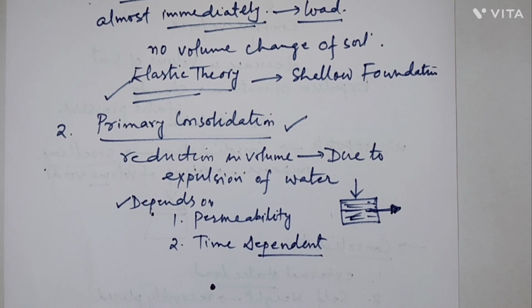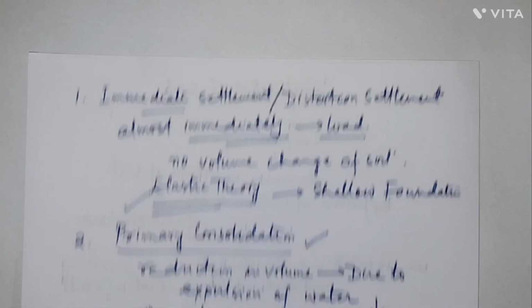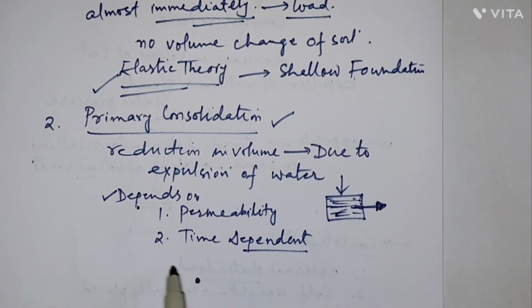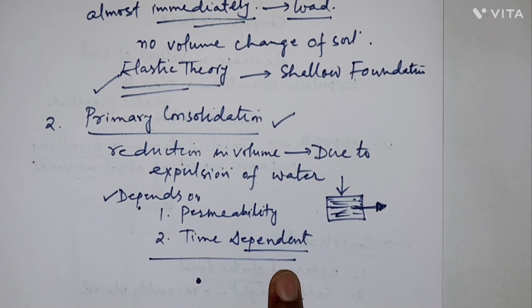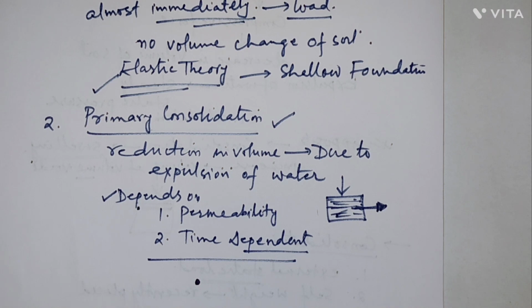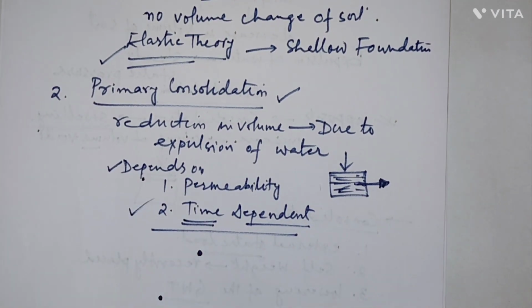Usually primary consolidation and secondary consolidation occur in clay type soil. Immediate settlement will be in cohesionless soil like sand, but primary and secondary consolidation will be in clay type soil. Since the permeability of the clay is very less, the rate of expulsion of water from the soil will be slow. That is why it will take time to expel the water from the soil. So primary consolidation is a time dependent phenomenon.